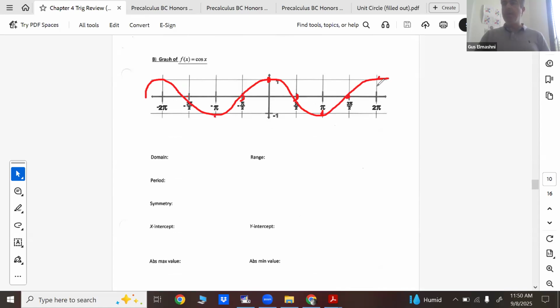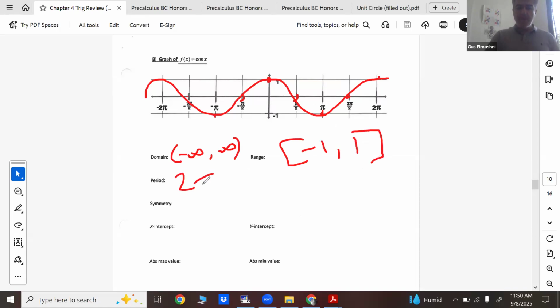How's it shifted compared to sine? By pi over 2. That's why it's called complement of sine. Complement angles after 90 degrees. Negative theta, theta. Range, -1 to 1 still. Period still 2 pi. Symmetry? Even. Now you guys know.